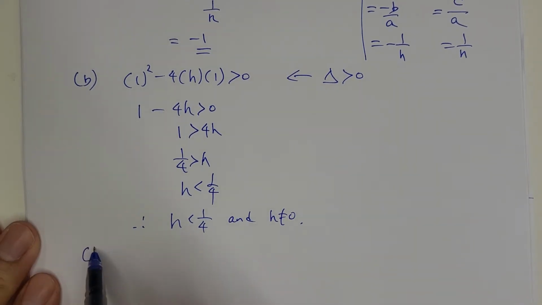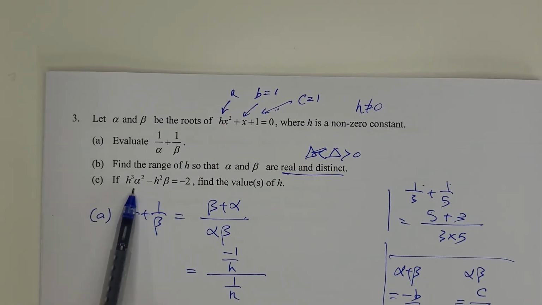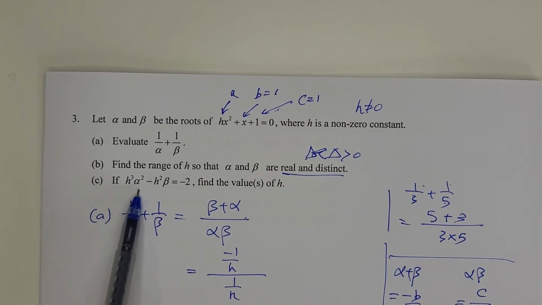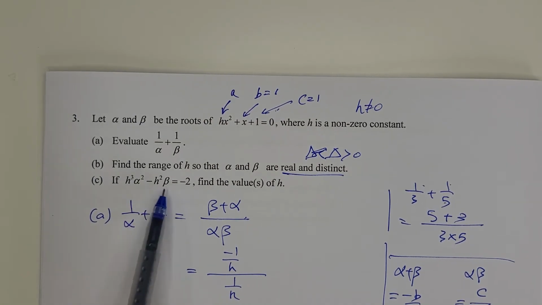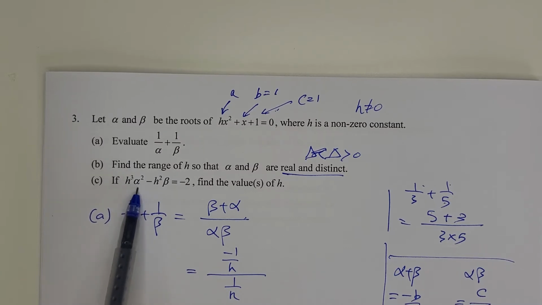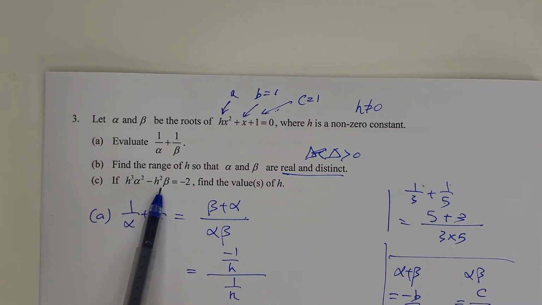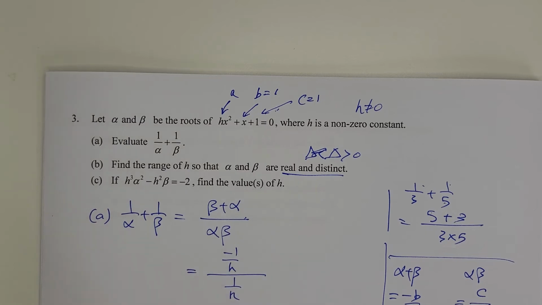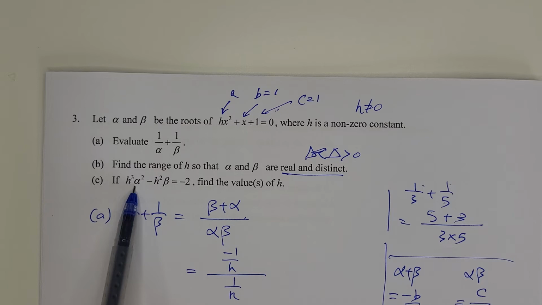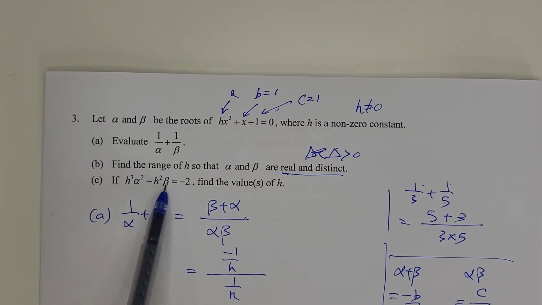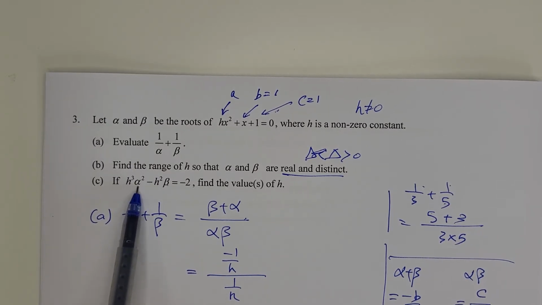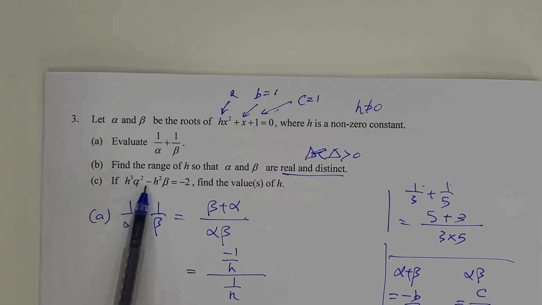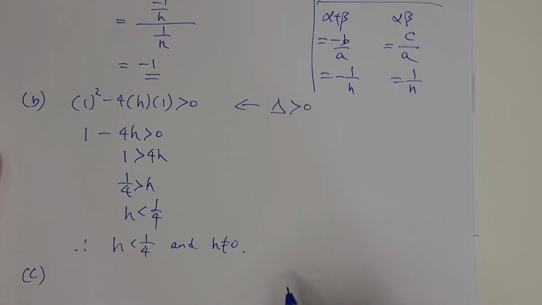So part C. The question gives you a relationship between alpha and beta: h cubed times alpha squared minus h squared times beta equals -2. Find h. The problem is you find that the powers of the two roots are not the same. Therefore, you need to change their power. Okay, reduce this power. But how?